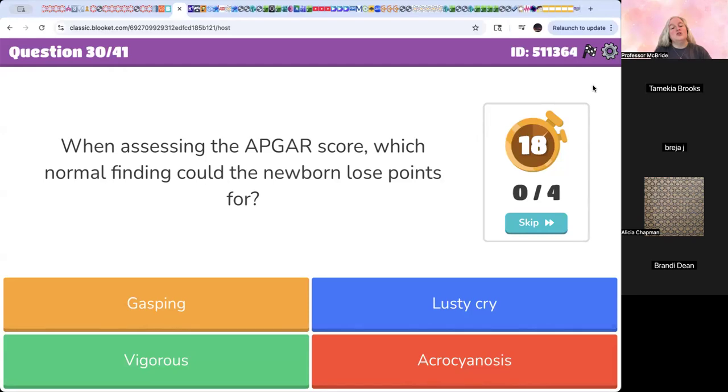When assessing the APGAR score, which normal finding could cause a newborn to lose points?